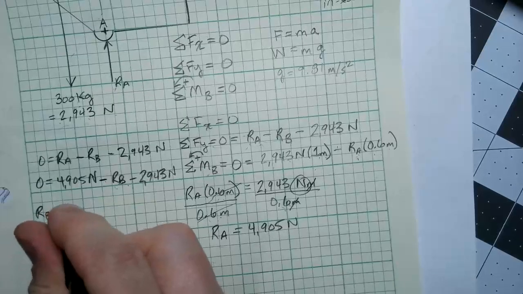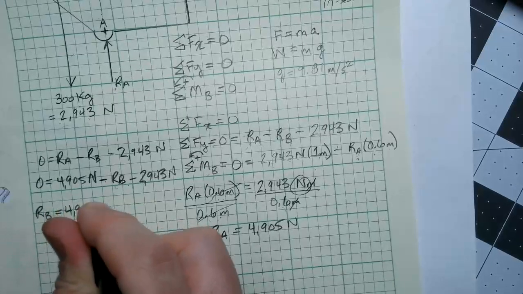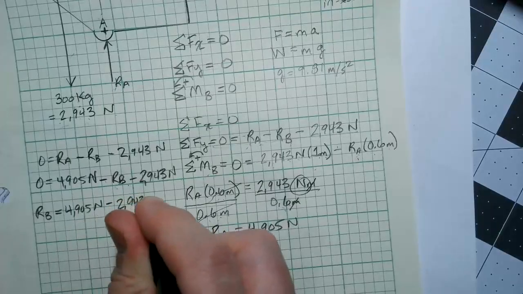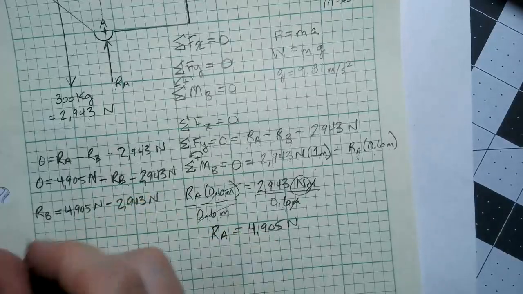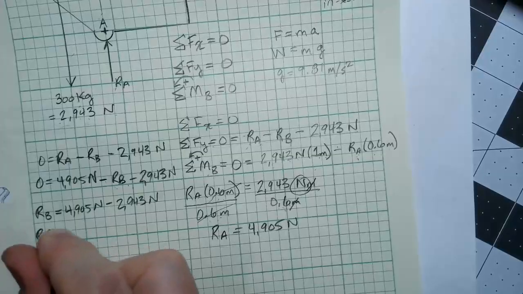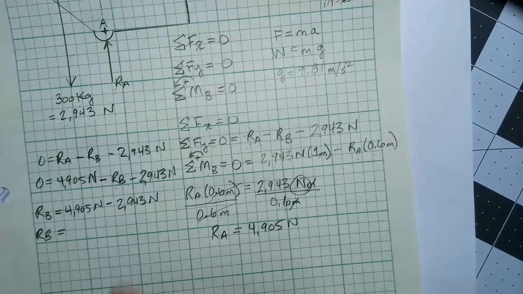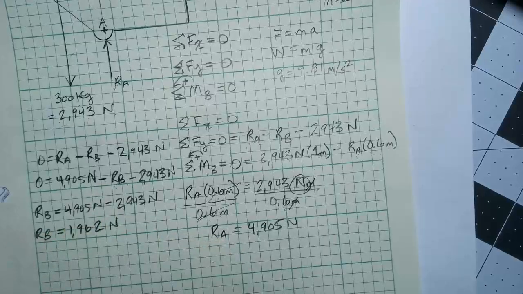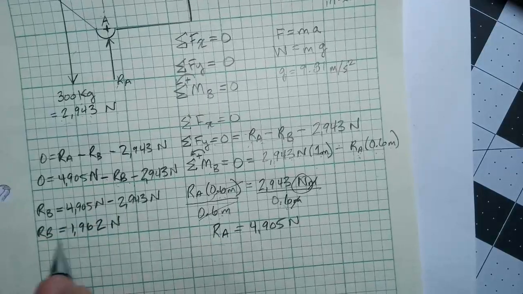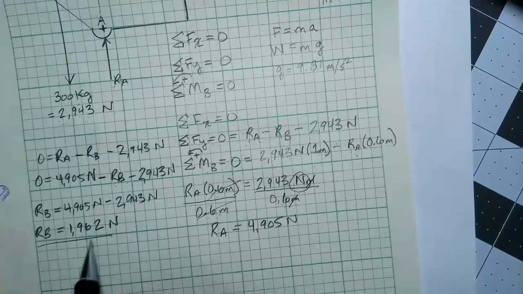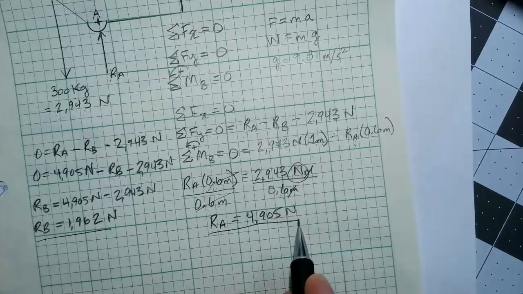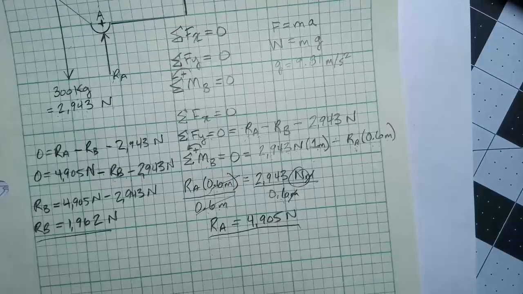RB equals 4,905 newtons minus 2,943 newtons. Do the math. We find RB equals 1,962 newtons. So now we've got our answer. We know that the value of RB is 1,962 newtons, and the value of RA is 4,905 newtons.